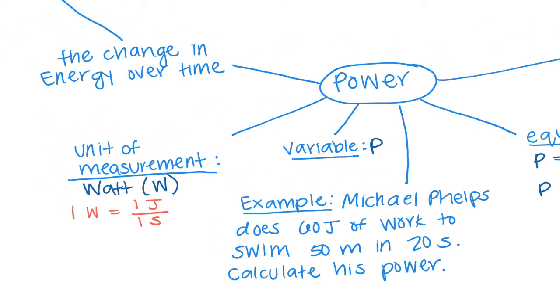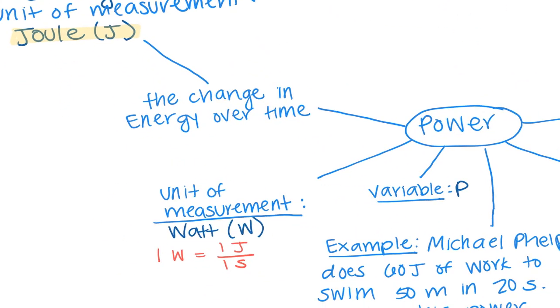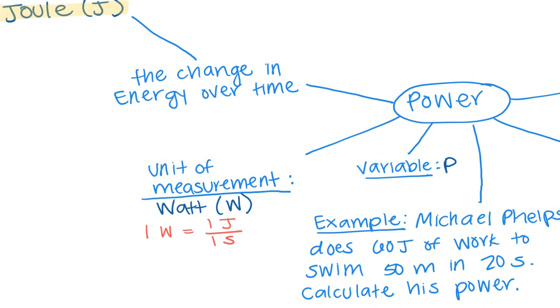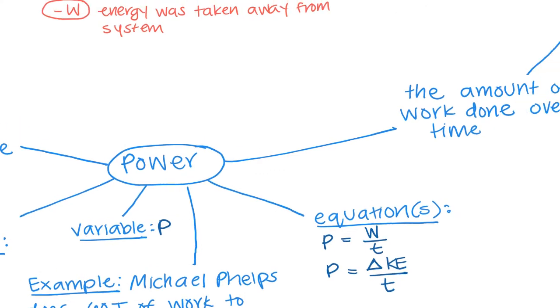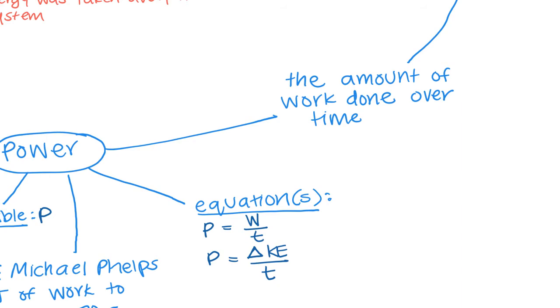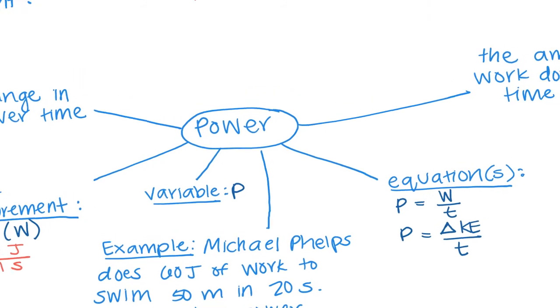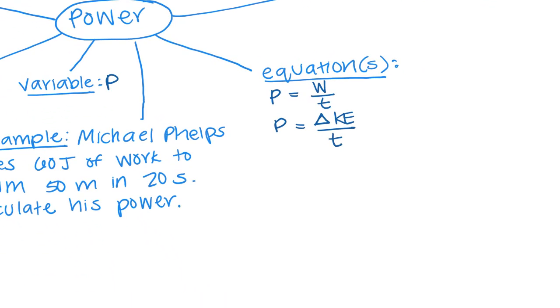If you want to think about how power is connected to energy, we use this definition of power being the change in energy over time. So we will talk about how that plays out in the equations in just a moment. Power can also be defined by connecting it back to work, and power is also defined as the amount of work done over time. So we see this play out in these two equations. If we are defining power as the work done over time, we can use this equation.